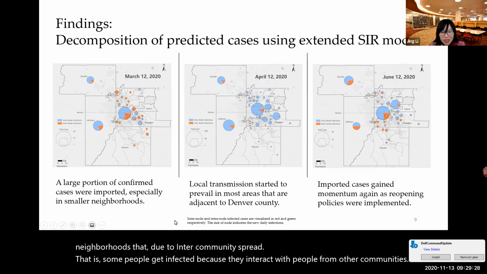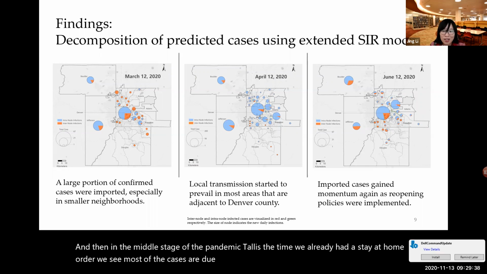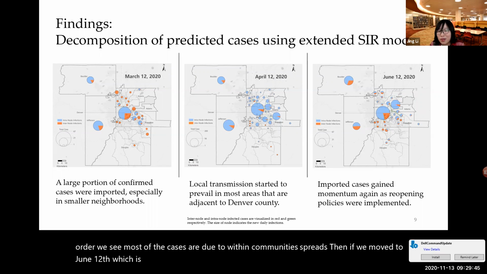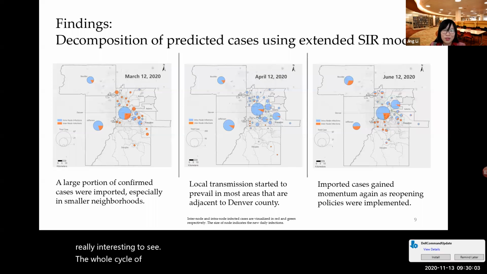And then in the middle stage of the pandemic, that is the time we already had a stay-at-home order, we see most of the cases are due to within-community spread. Then if we move to June 12th, which is the time frame corresponding to the reopening stage, we see inter-community spread carry more weight in the total cases. So this kind of dynamic is really interesting, to see the whole cycle of the spread within a 3-month period.